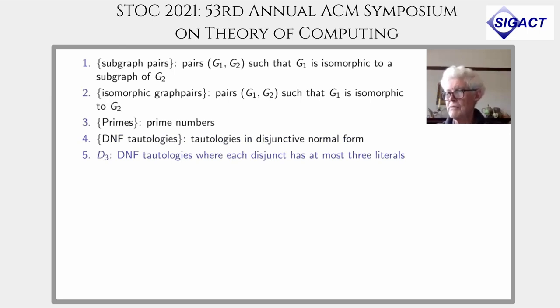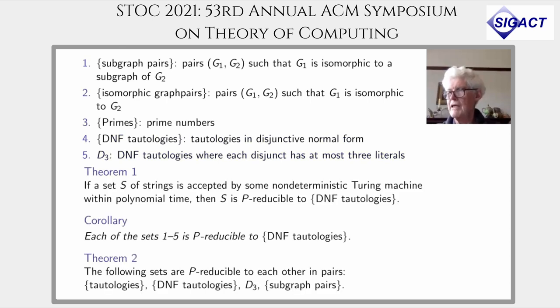The following theorems were proved. Theorem 1: if a set of strings S is accepted by some non-deterministic Turing machine within polynomial time, then S is P-reducible to DNF tautologies. Corollary: each of the sets in definitions 1 to 5 is P-reducible to DNF tautologies. This is because each set or its complement is accepted in polynomial time by some non-deterministic Turing machine.